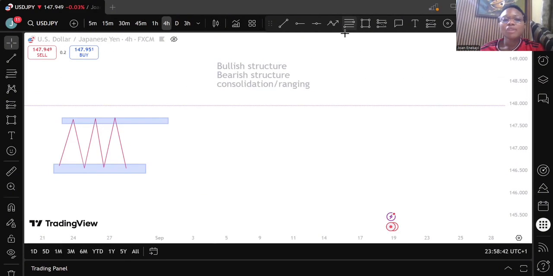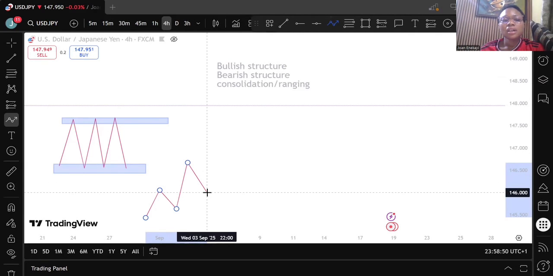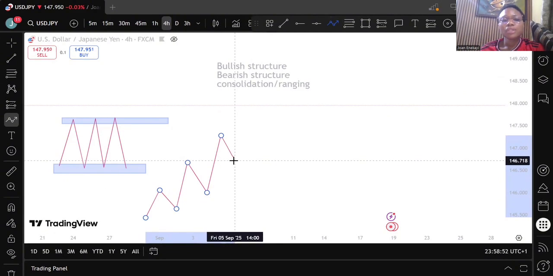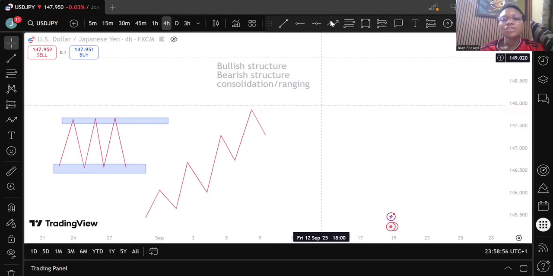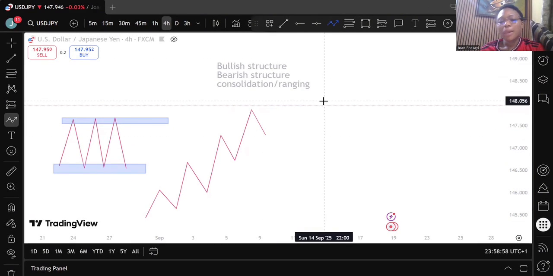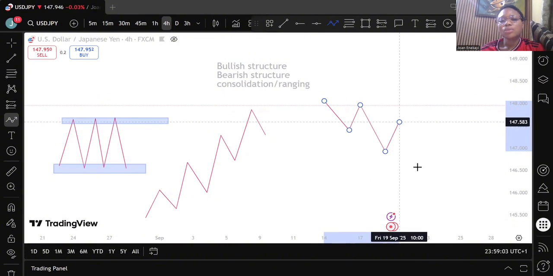Then the next type of market structure we have is the bullish structure, giving us a series of higher highs and higher lows. We all know this, higher highs and higher lows. While the next structure is the bearish structure, right? Giving us a series of lower highs and lower lows.